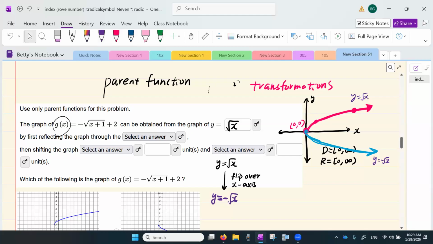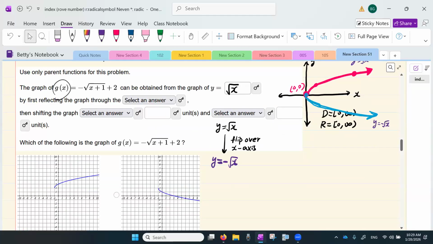Okay? The good thing is this question guides you through. And next step, this time we already have y equals negative root x, the blue curve, okay? After the first transformation, we have negative root x. After that, shift the graph, yeah, to get what? So this time we are going to shift to the left 1 unit. Because it's negative? Shift to the left 1.